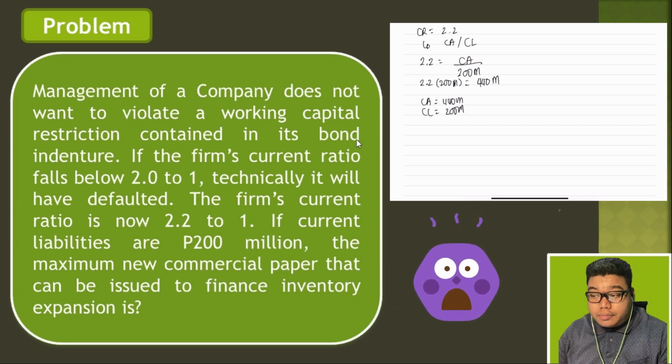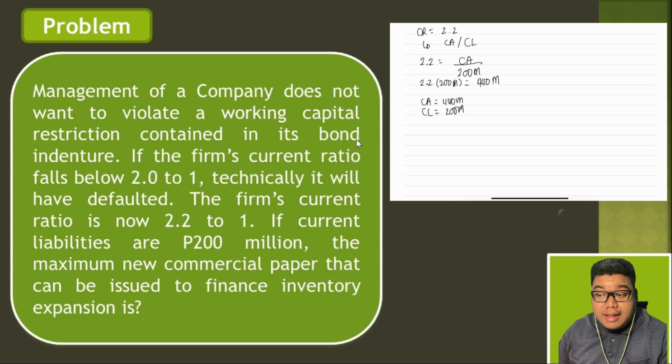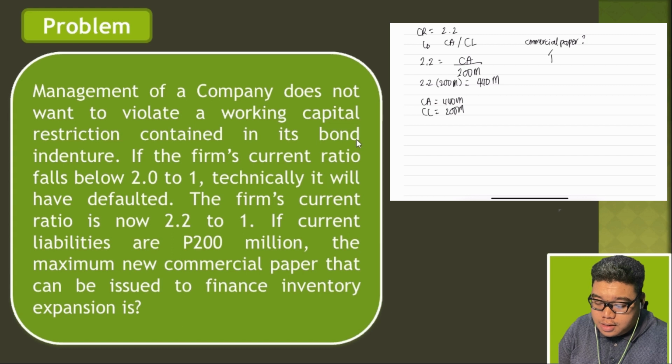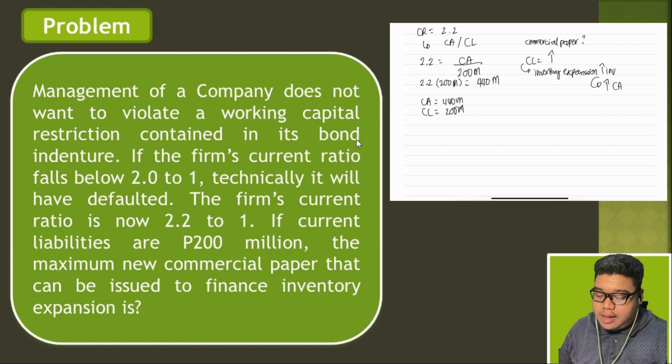Now, the maximum new commercial paper that can be issued to finance inventory expansion is, what would be the effect of that commercial paper? That commercial paper will increase your current liabilities because it's a commercial paper. It will mature within the year. However, that would be used for inventory expansion. So that would increase inventory, which would increase your current asset.